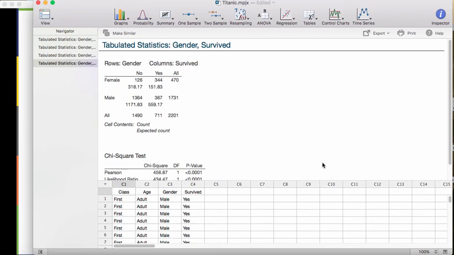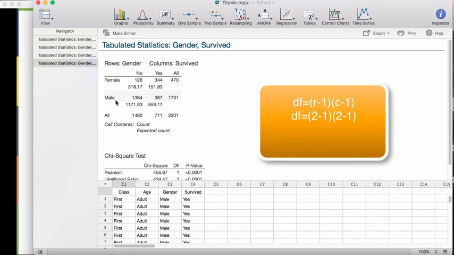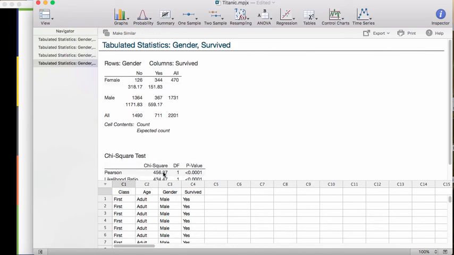Now, when you're doing it, you may notice that the degree of freedom is 1, and you might be wondering, well, why is that the case? Again, 2 rows, 2 columns. When you find degrees of freedom, it's always 1 less than the row times 1 less than the column. So in that case, that would mean 1 times 1, which is 1. That's why we get degrees of freedom, which is 1. Our chi-squared value, or our test statistic, is 456.87, and our p-value is less than 0.001.